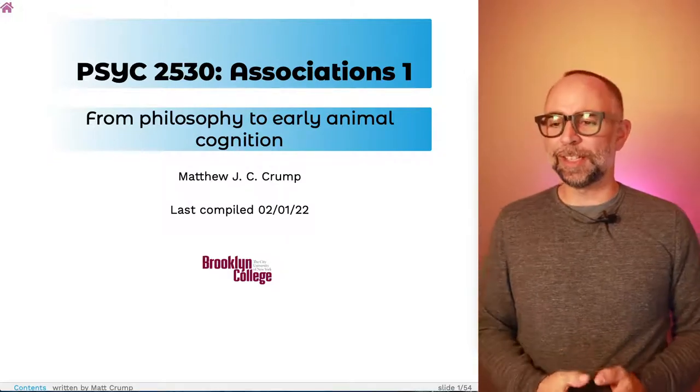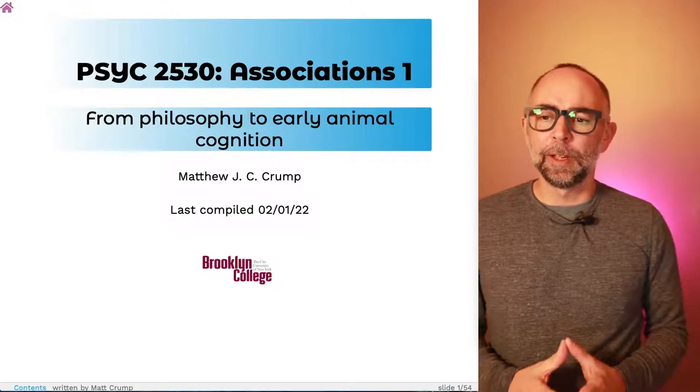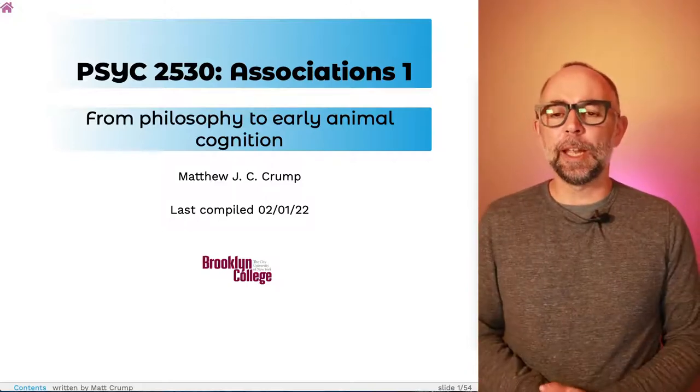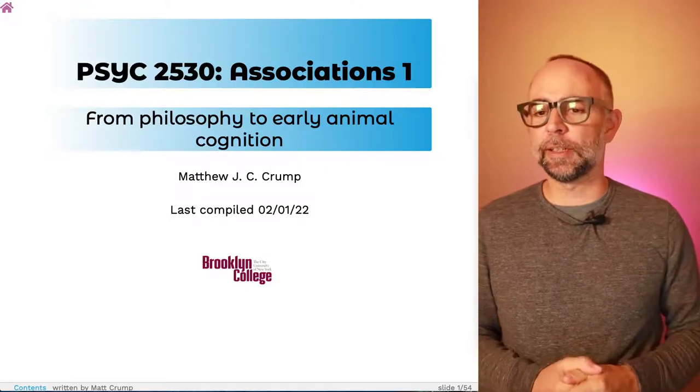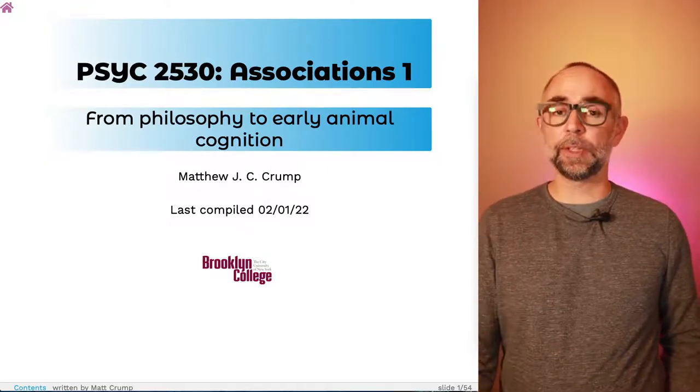All right, we're back, and this is the first part of a mini lecture for our learning module on associations. We're going to be talking about philosophy and early animal cognition, and the bridge between these things is associations. So let's get into it.